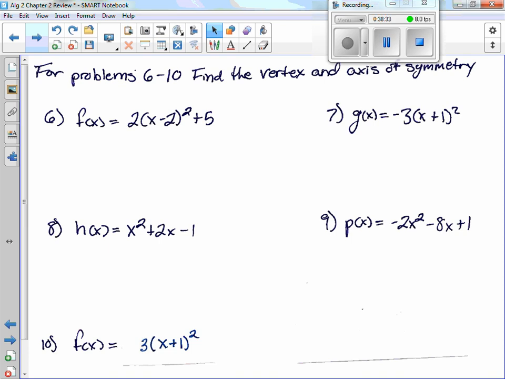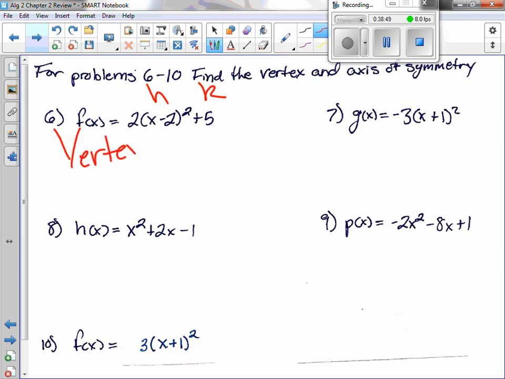Now, the first type is this here: 2 parentheses x minus 2 squared plus 5. Yes? We call this vertex form. The reason it's vertex form is that it gives me the value of h and k. And the vertex is what? H comma k. So what is the value of h for this here? Inside the parentheses, it's negative 2, so it comes out as positive 2. And k would be 5.